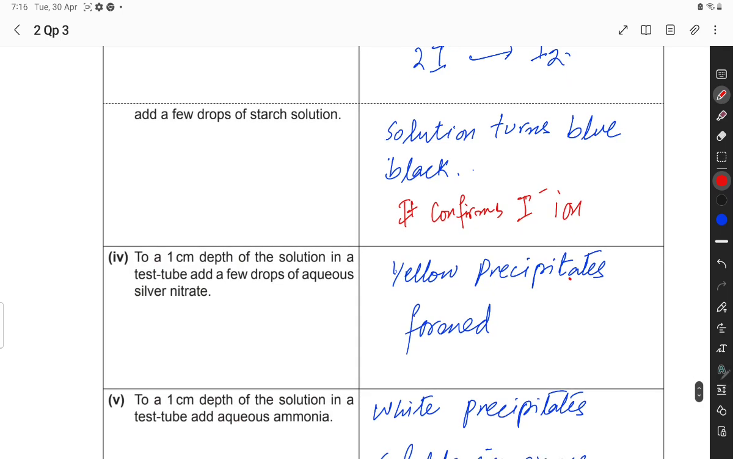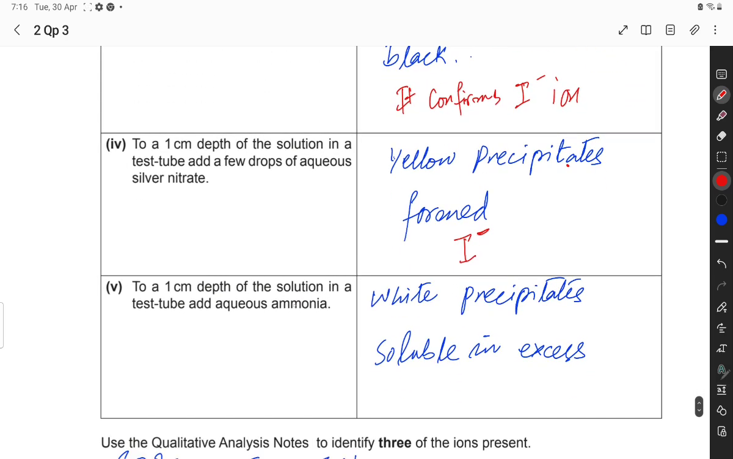To a 1 cm depth of solution in a test tube, add a few drops of aqueous silver nitrate. Yellow precipitate forms. This is again a confirmatory test of iodide ion. To a 1 cm depth of the solution in a test tube, add aqueous ammonia. White precipitate forms, which is soluble in excess of ammonia.